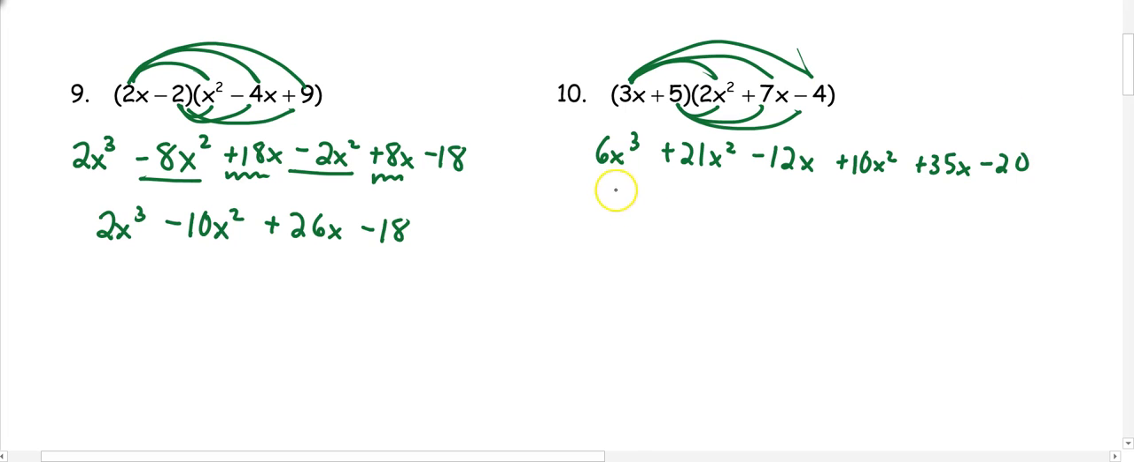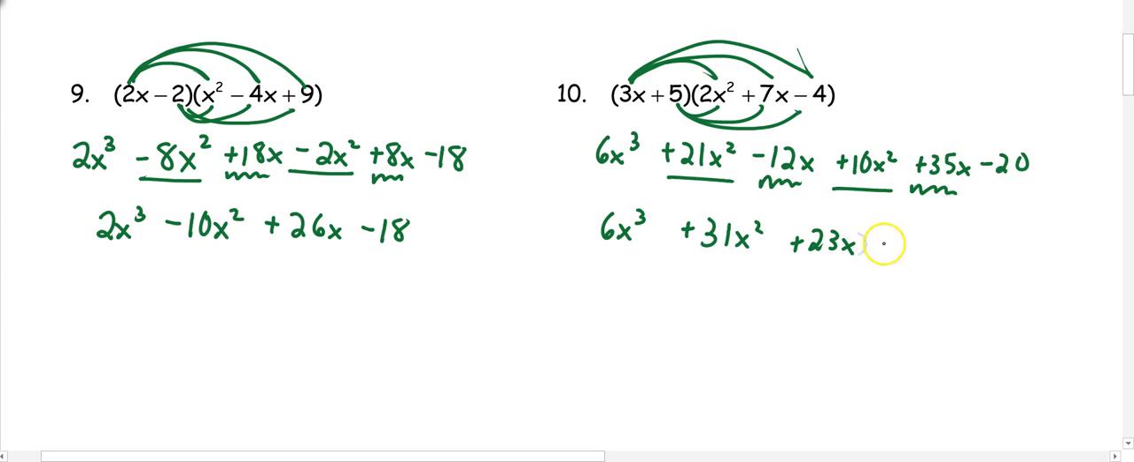So when I combine like terms, there's no other x cubed, so I just have 6x cubed. There are 2 squareds. There's 21x squared and 10x squared, which combine to become 31x squared. There's also a negative 12x plus a 35x, which gets us plus 23x. And negative 20 has nothing to combine with.